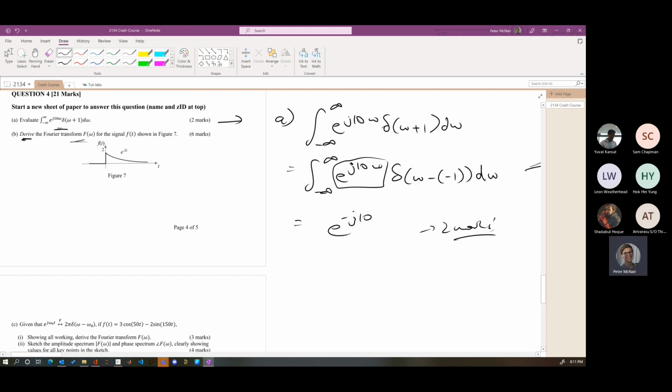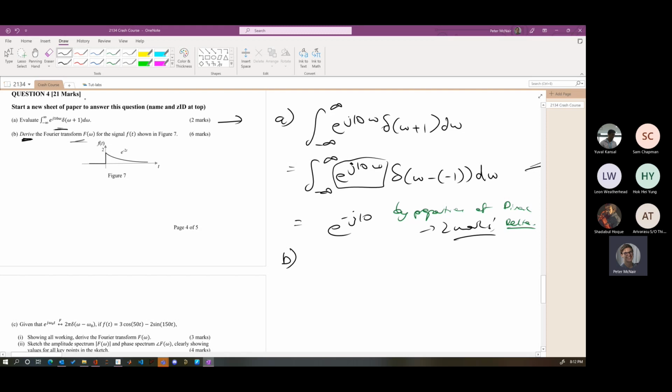Now we're asked to derive the Fourier transform, F of omega. Did anyone have any questions about the delta function? I think that one's fairly okay. You might be able to write that by properties of the Dirac delta. Cool, if not, let's have a look at B.